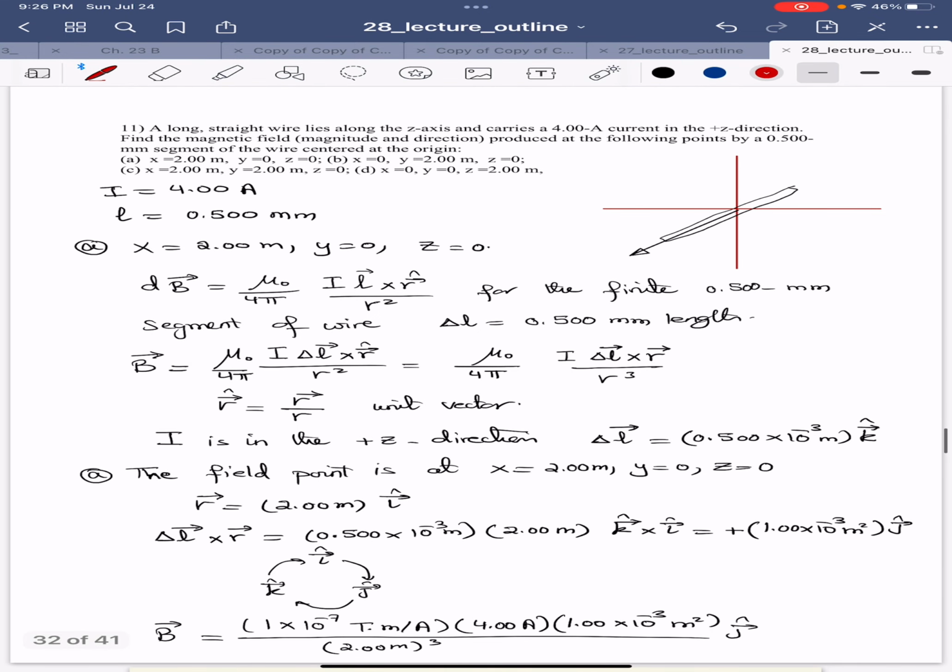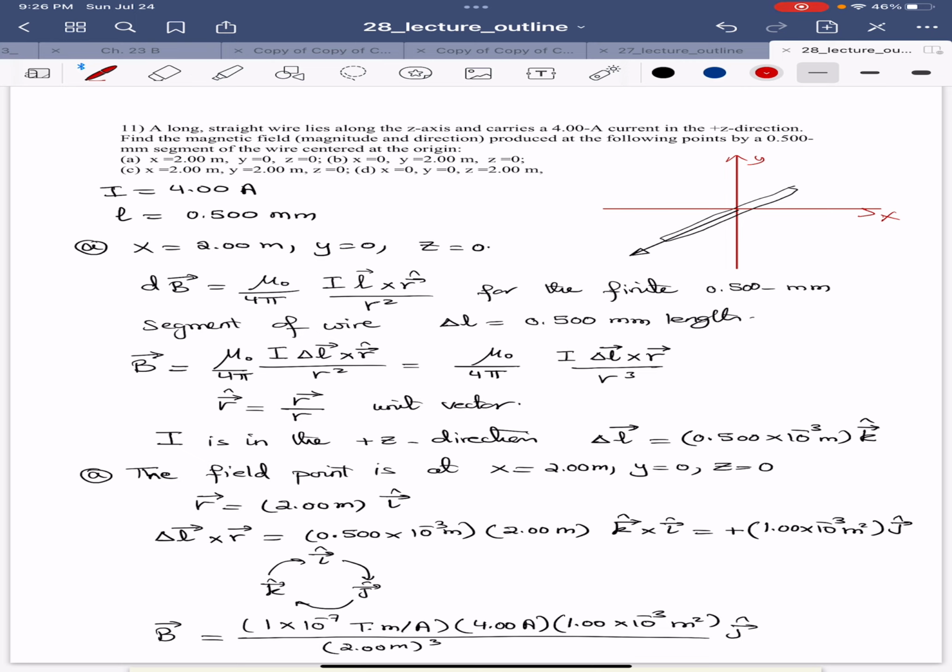Now, a long straight wire lies along the z-axis and carries 4 amperes, like this is x, this is y, in the plus z direction. Find the magnetic field, magnitude and direction, produced at the following points by a 0.5 millimeter segment of the wire centered at the origin. I is 4 and L is 0.5. We want to find first at x equals 2 meters, y 0, and z 0.